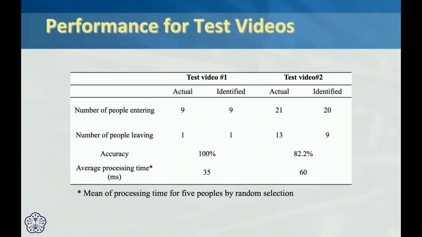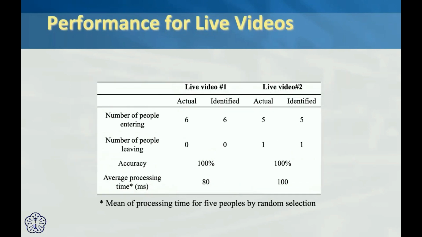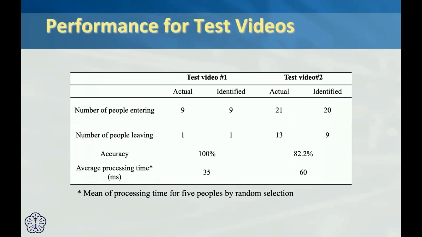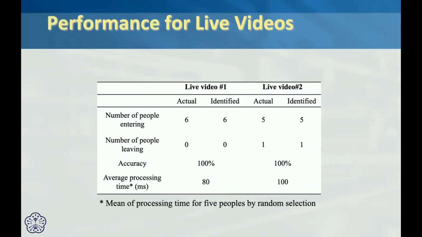This table gives you the results for the test videos. As you can see, for test video number two, because there was some overlapping among pedestrians, the accuracy reduced to 82%. For the live video, because the people flow is not so high, the accuracy was good. And as you can see, the average processing time for live video is higher than the processing time for test video. The reason is that the resolution of the live videos is higher than the resolution of the test videos.